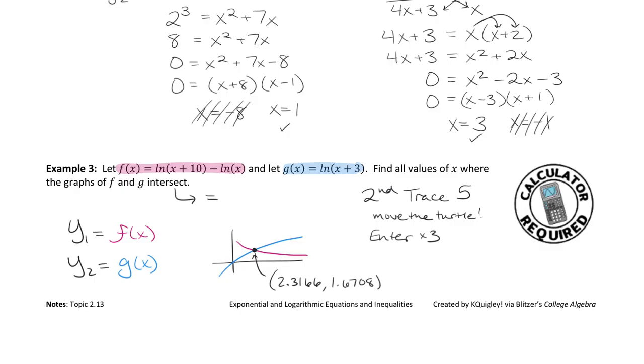Now, when we're answering these questions, make sure you know what the question is asking for. This one does ask for the values of x. So we're answering with the first coordinate point. There is a time where you might be asked for the output value where they intersect. So just make sure you read the question to know if they're asking for the input or the output value.